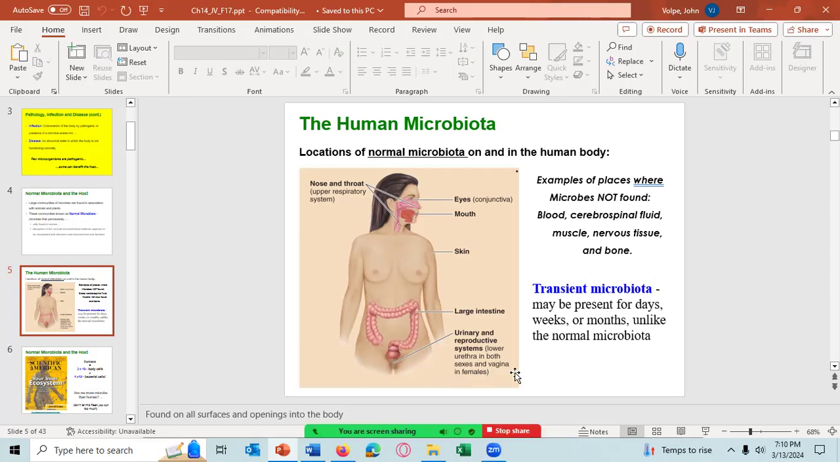And I gave an example where for me, Staphylococcus aureus was a transient microbe. I had it one time for, I'm not sure, maybe a couple of weeks after my aunt hugged me and she had a Staphylococcus aureus skin infection. Any question about that? Fortunately, it was only transient. My normal microbiota threw it off eventually.